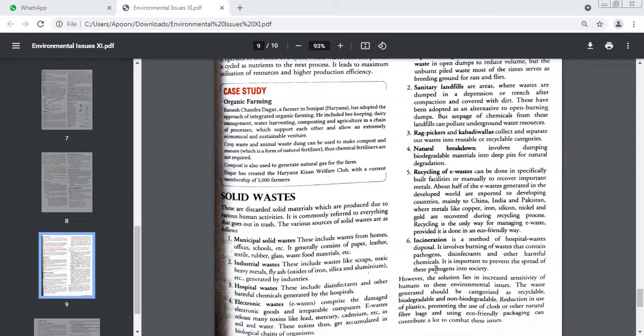So what could we do? Whatever waste is being generated, we need to categorize it into biodegradable and non-biodegradable. Reduce the use of plastics, and promote the use of cloth and fiber bags, which are eco-friendly. Why should we stop the use of plastics, children? What is the problem with plastics? Ma'am, because it is non-biodegradable. Okay, very good.